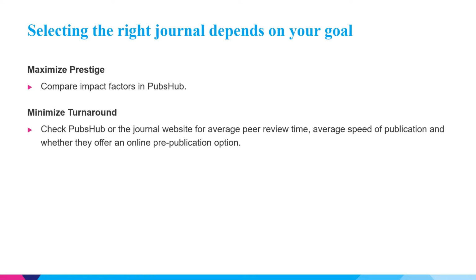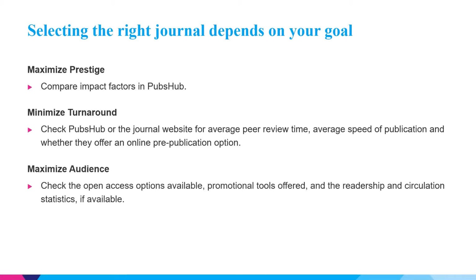If your main goal is to be published as quickly as possible, then you should check PubsHub or the journal website for things like how long it takes them to peer review manuscripts, how long it takes them to actually publish, whether they offer an online pre-publication option, things like that.